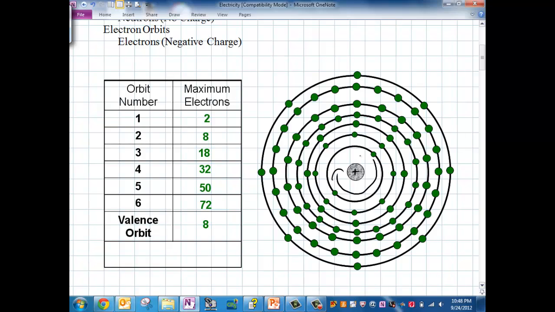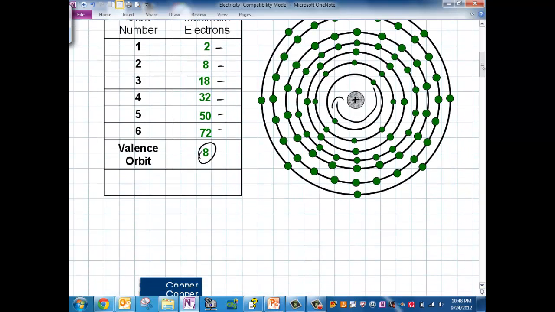On each of these layers, there is a maximum capacity of electrons. The first layer can hold 2, then 8, 18, and so on and so forth. Remember that the outermost valence can only hold 8. That is the most the outermost valence can hold.